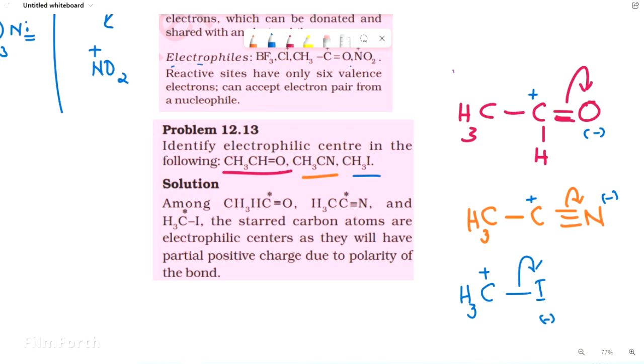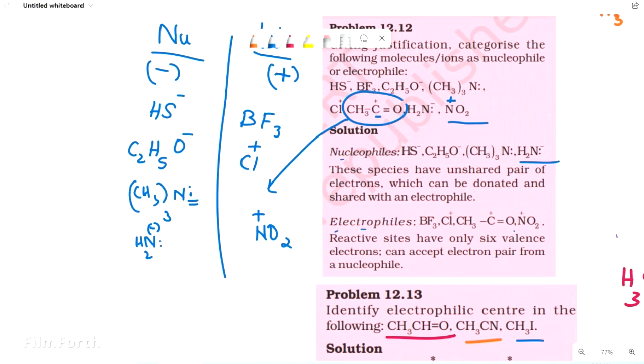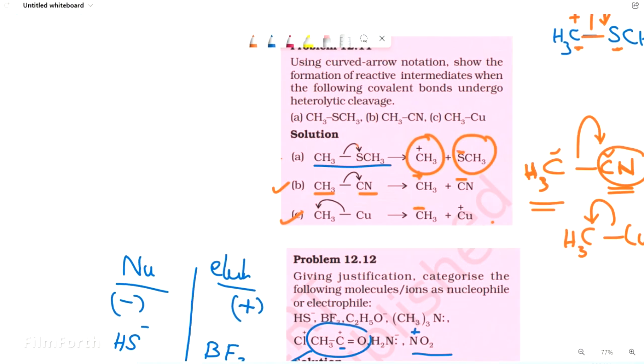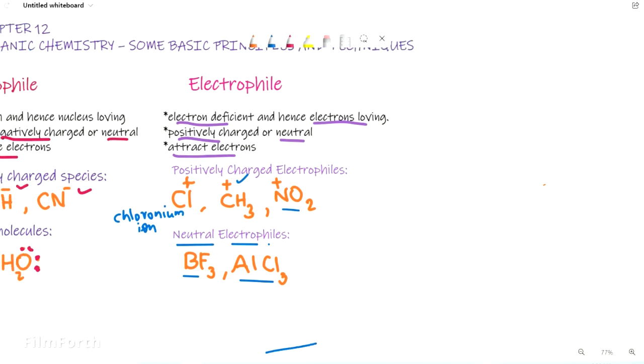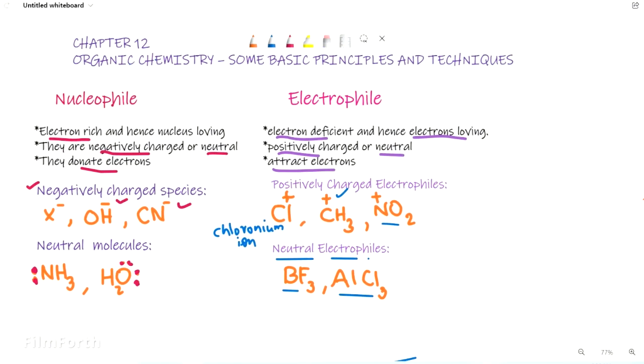So these are the three questions we have answered from the textbook. Today we discussed what an electrophile and a nucleophile are, and we studied some examples of each. Electrophiles are electron deficient species, so they want electrons to complete their octet, and they can be positively charged or neutral. Usually they attract electrons. Examples are Cl plus, called the chloronium ion, carbon with a positive charge, called the carbonium ion, and the nitronium ion NO2 plus. Neutral examples are BF3 and AlCl3.